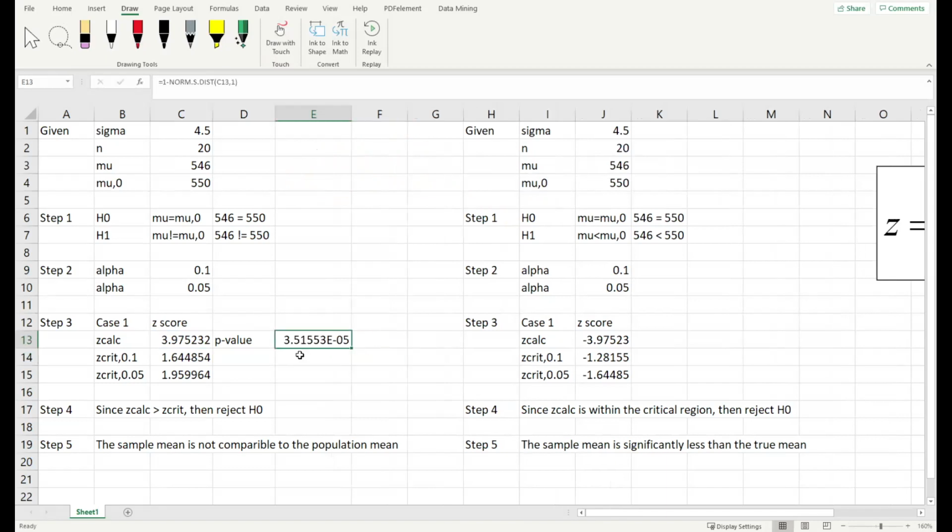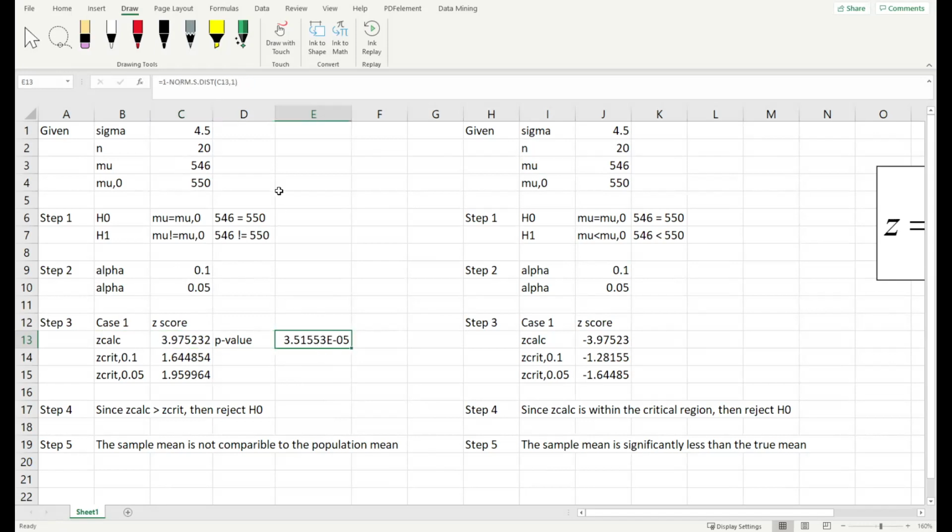Okay? So ito, we get a very small p-value, no? Look at this value, it is very close to 0. So this tells you na sobrang liit lang ng probability na ang z calc na to is comparable to 550, such that we can say na hindi talaga siya comparable, or statistically kaya natin ma-conclude na hindi siya comparable dun sa population mean.